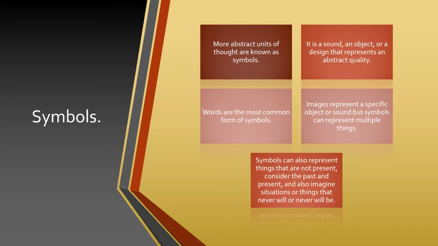If I say a bear, you might picture a brown bear or a black bear. There's a bunch of different things. So that's how symbols work. There could be multiple things. If I say a cat, you might think of a red cat or a gray cat or a black cat. So it doesn't always have to be the same thing. And symbols can also represent things that are not present. They can also consider the past and the present. And they can also imagine situations or things that never will be, such as maybe a unicorn or a dragon or things like that.